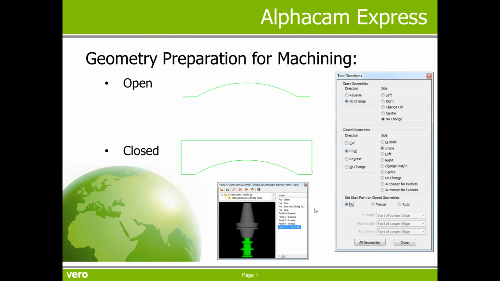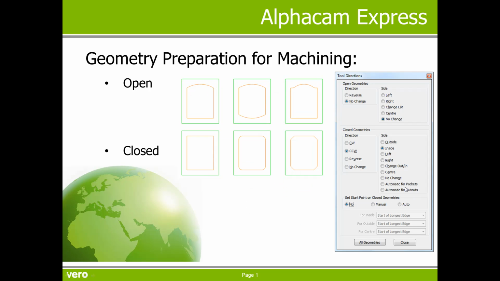This concludes this preparation for machining presentation of AlphaCam Express. We showed you how you could set open geometries to the left or the right, how you can reverse that, how you can do the same then for closed geometries, and how you can apply partial toolpaths using the tool at the bottom. We then looked at the differences between automatic for pockets and automatic for cutouts, and also used the set start point on closed geometries for automatically selecting the midpoint of longest edges. Thank you for your time.